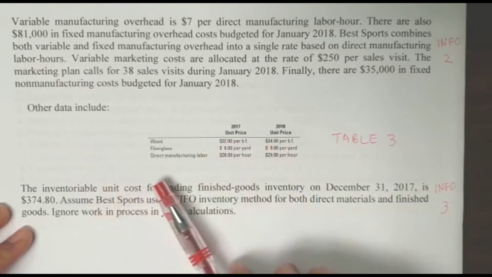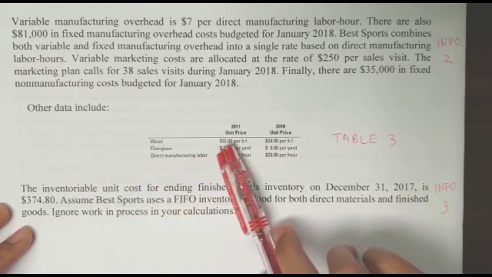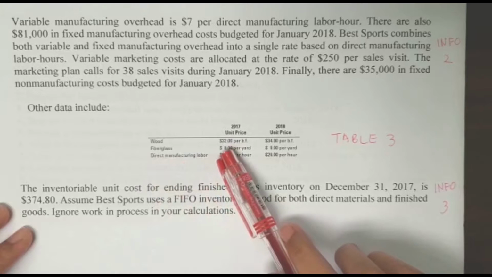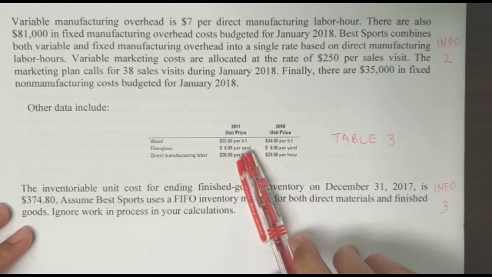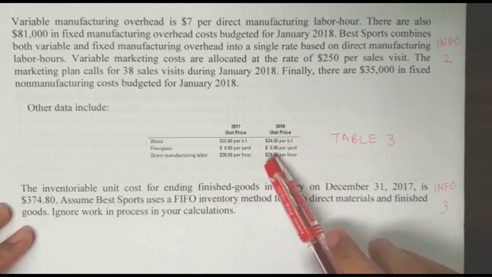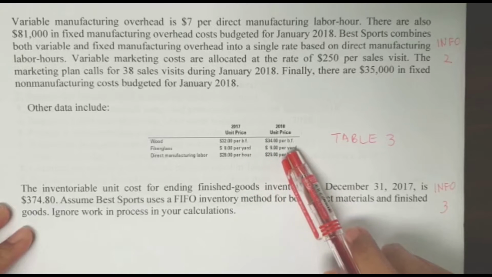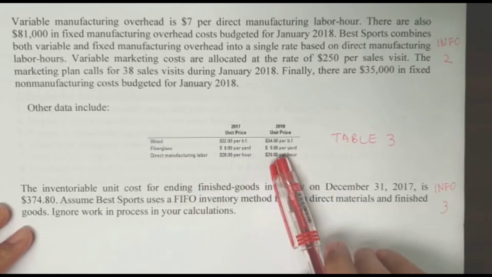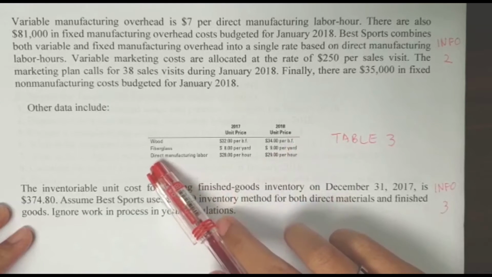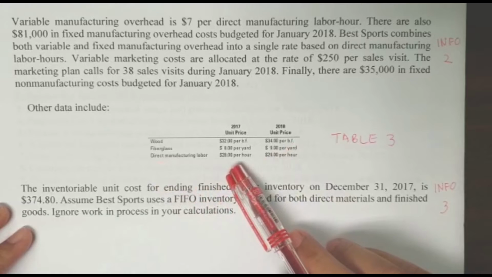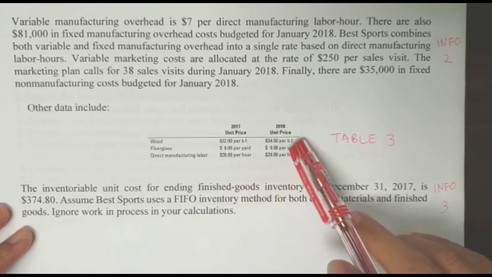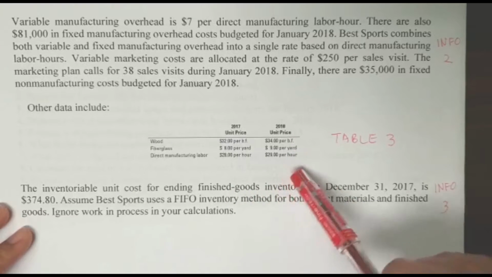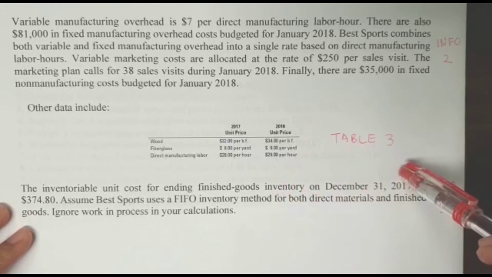Other data include, alright, so for 2017, the unit price for wood is $32 per board feet, while for 2018 it is $34 per board feet. Fiberglass is 8 per yard, 9 per yard in 2018. Direct manufacturing labor is $28 per hour, while in 2018 it is $29 per hour. I call this table 3.